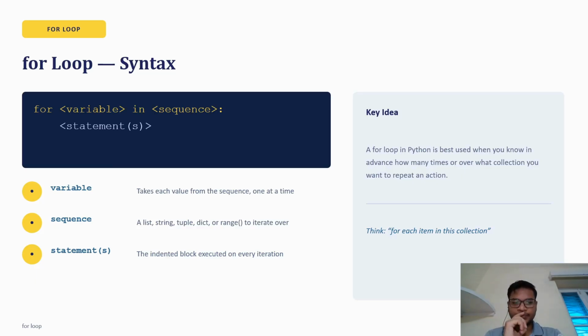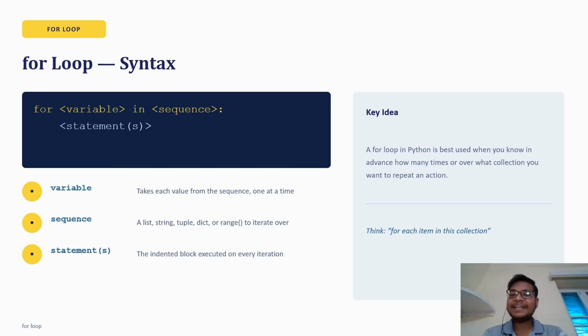That's the main thing. And with the for variable and sequence, there is a colon, and after that there is a statement. A statement means the indented block executed on every iteration. That is the whole syntax of a for loop.